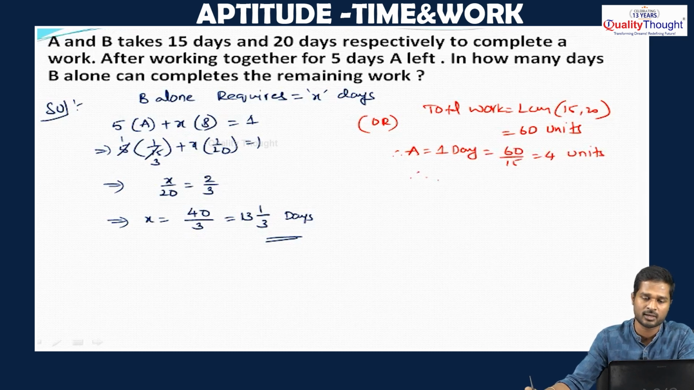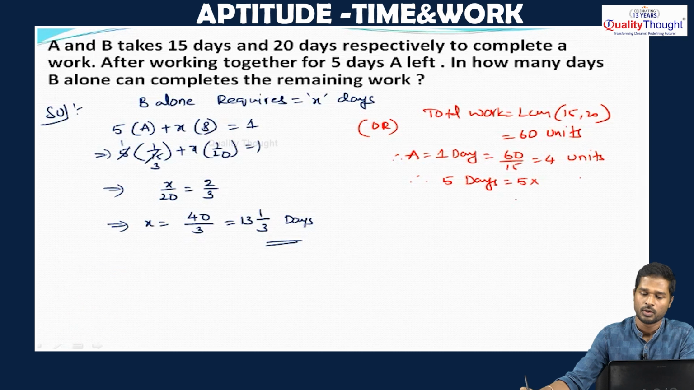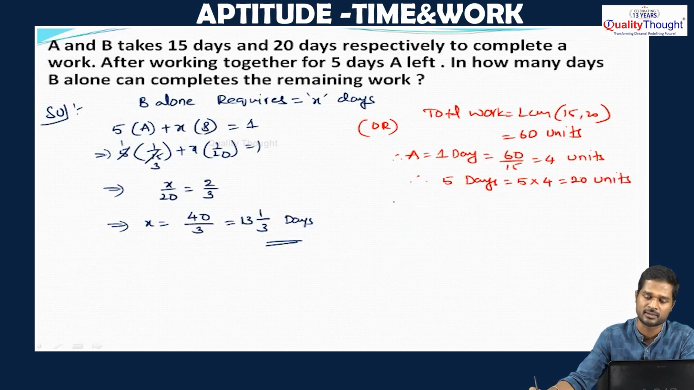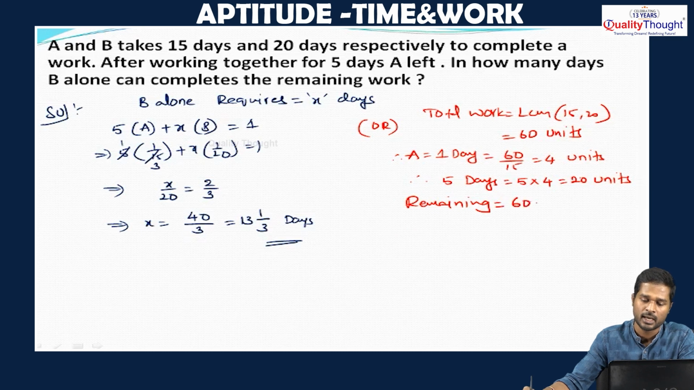So how many days did he work? He worked for 5 days. So in 5 days A has completed 5 into 4. Every day A will do 4 units of work, so in 5 days he completed 5 4s are 20 units of work. Now how much work is remaining? The total is 60 units. Since 20 units of work are completed, still 40 units of work are left. Now these 40 units of work should be done by B alone.